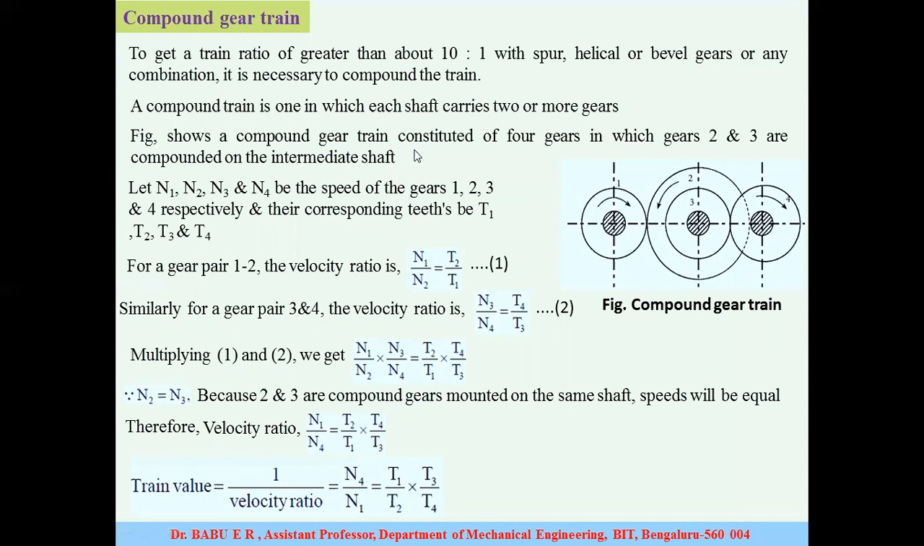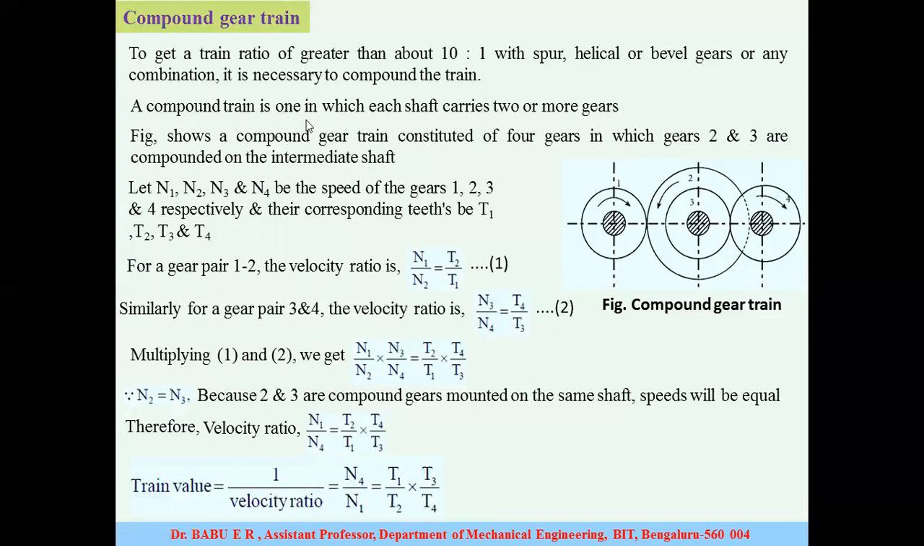The figure shows a compound gear train. You can observe over here it is a compound gear train consisting of four gears. This is gear 1, gear 2, this is gear 3, and this is gear 4. Among these, gears 2 and 3 are compounded on the intermediate shaft. You can see gear 2 and gear 3 are both mounted on the same shaft. This we call a compound gear train.